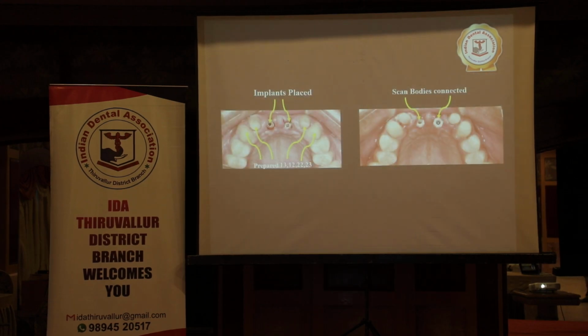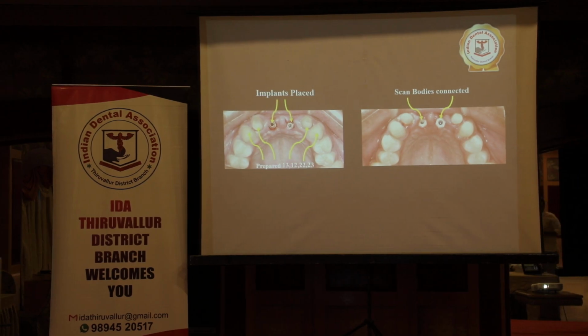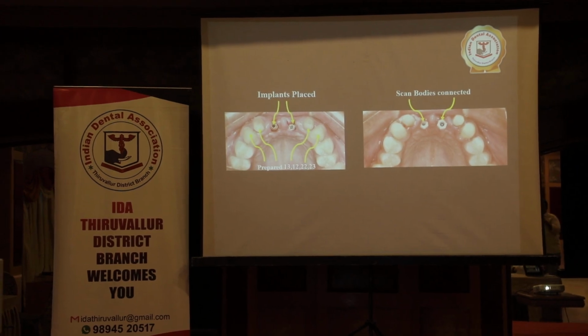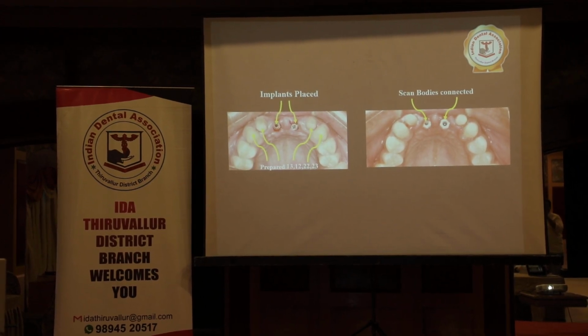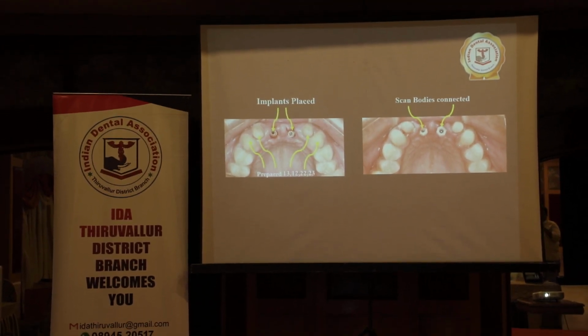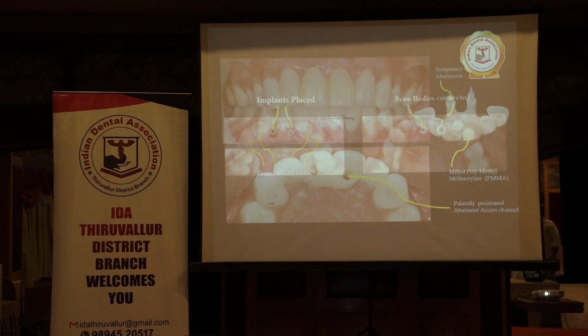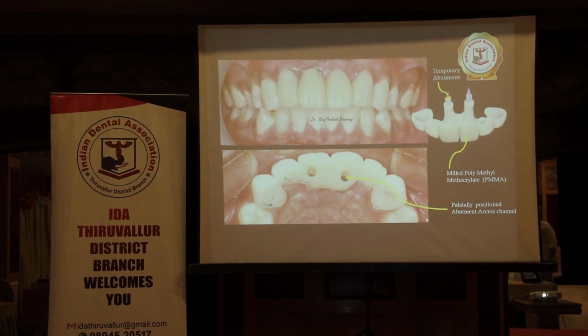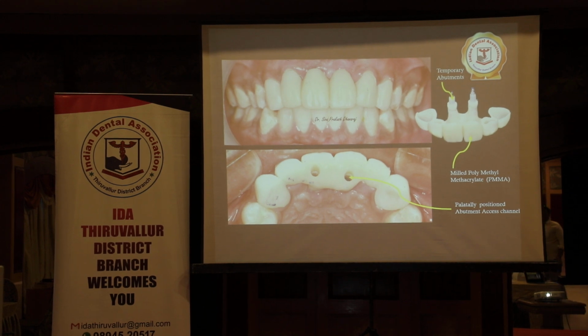So we planned, and we brought the implant by 2 to 2.5 mm palatally and placed it with a punch. We didn't open up the flap. And moreover, we prepared the neighboring teeth also accordingly to take up the prosthesis. This is the temporization. We gave an immediate temporization.